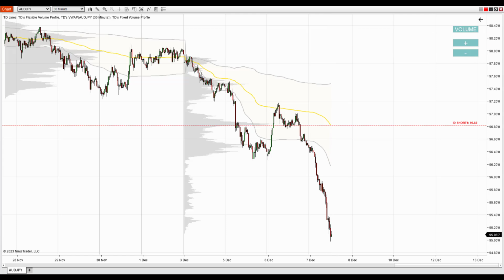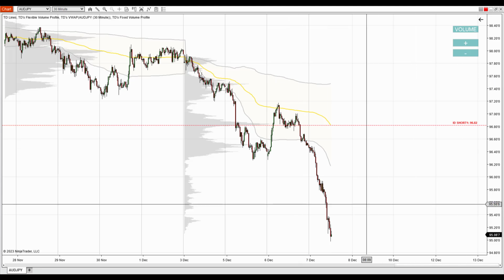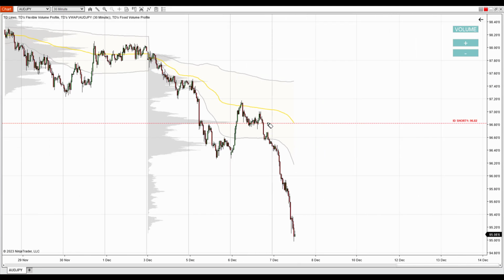Currently I'm looking at the Australian dollar Japanese yen chart. This is the 30-minute time frame, NinjaTrader 8 platform with my custom-made volume profile and VWAP indicators. And I want to talk about this newly formed resistance, which is at 96.82.